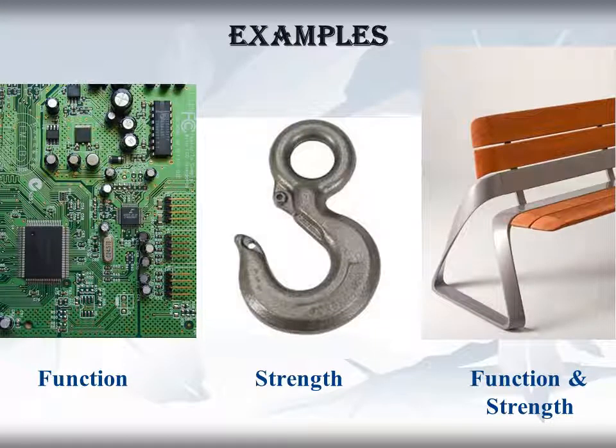Now the different examples of functional and strength based designs are shown in this slide. For example, in the first one, the software, only the function is taken into consideration, whereas in the second case the strength is of high priority, and in the third case both function and strength are of high priority. So it is a function and strength design.